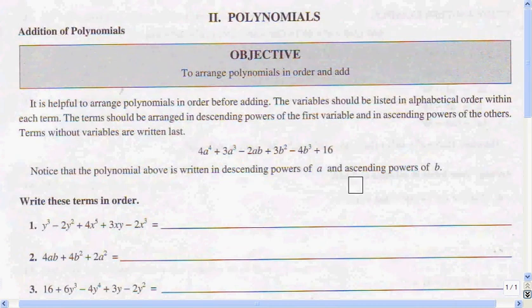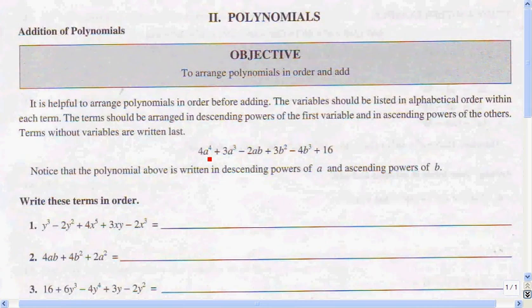I talked to you about this earlier, that they have a certain order that you need to arrange them in. It's alphabetical order and then order of exponent. As you practice, it'll start to make sense what I'm saying when I say alphabetical order and then order of exponent. Well, here the way they explain it is this. It is helpful to arrange polynomials in order before adding. The variables should be listed in alphabetical order within each term.